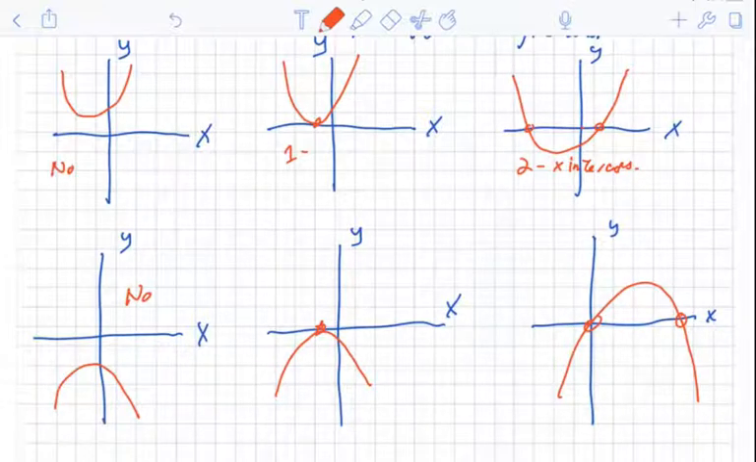Linear functions always have x-intercepts and y-intercepts. In this case, a parabola is always going to have a y-intercept. It's going to cross the y-axis somewhere, but it may or may not have x-intercepts. And that's just because of its shape. I hope that makes sense to you.